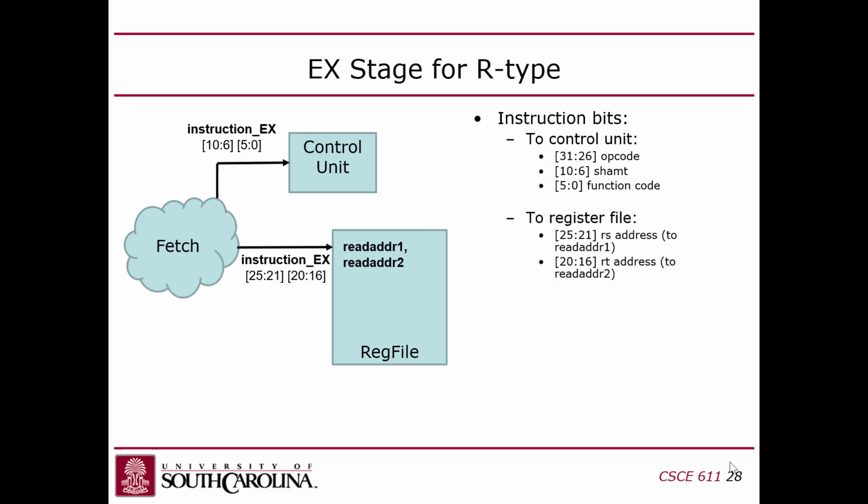Which bits of the instruction need to go into the control unit? What does the control unit do? It takes the instruction and decodes it into control signals. I haven't shown you any control signals yet. But what parts of the instruction determine what the instruction does in terms of the control? Well, obviously the op code, the function code, and there's also bits 10 down to 6. What the heck is that?